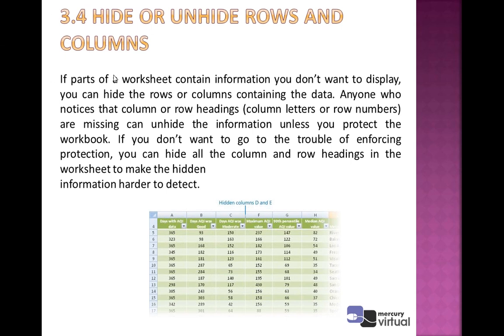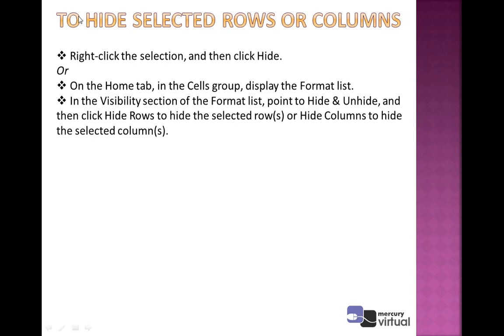This is the most important thing. Like this one, D and E are hidden columns. Simply right click on the selection and then click Hide, or go to the Home tab. In the Cells group, display the Format list. In the Visibility section of the Format list, point to Hide and Unhide and then click Hide Rows to hide the selected rows, or Hide Columns to hide the selected columns. The simple method is to right click the selection and then click Hide.